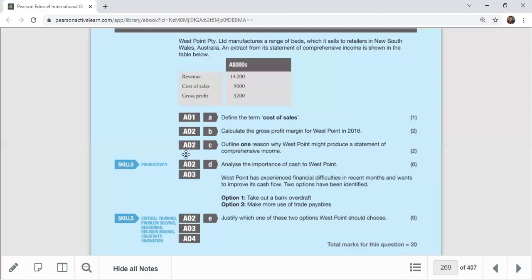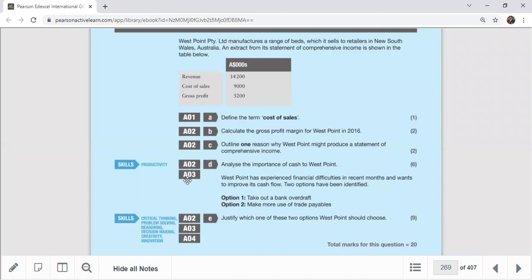Another question, AO2: outline one reason why West Point might produce a statement of comprehensive income. One reason, right? 2 marks. And analyze the importance of cash to West Point, a 6 mark question. Here, for the analyze question, we are giving skills AO2 and AO3.